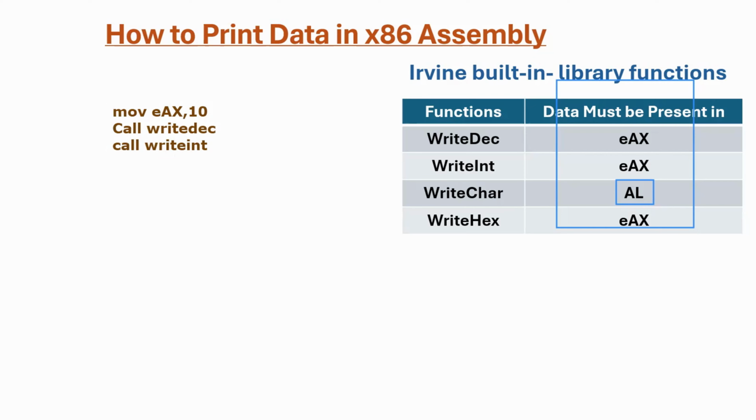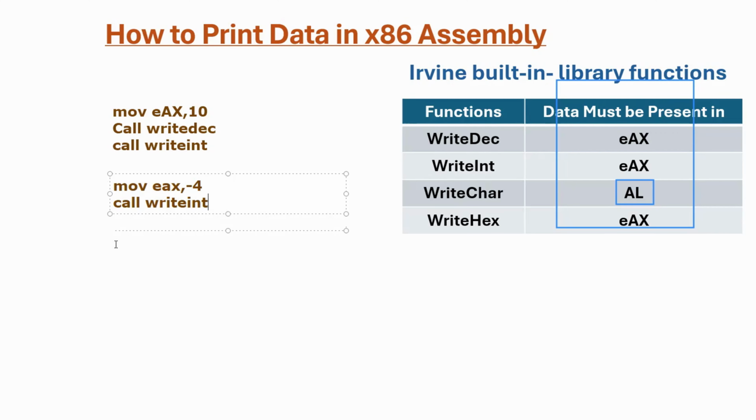So for example, I'm storing some negative value. Let's say move EAX comma -4. In this case, if I write call write decimal, it won't print the correct value because -4 is not an unsigned decimal value. For that, I should use write integer. So that's the key difference between write decimal and write integer.